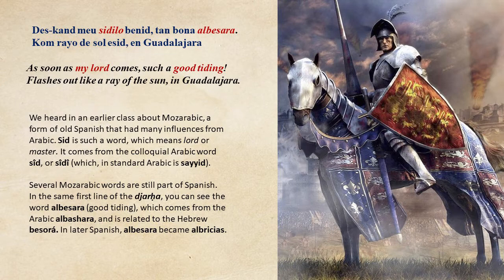So I already explained here about Cid and Mozarabic. So the last paragraph here: Several Mozarabic words are still part of Spanish. In the same first line of the Jarha, you can see the word al-besara, good tiding, which comes from the Arabic al-bashara, which means tiding or good tiding. And it's also related to the Hebrew word besora, means good news.